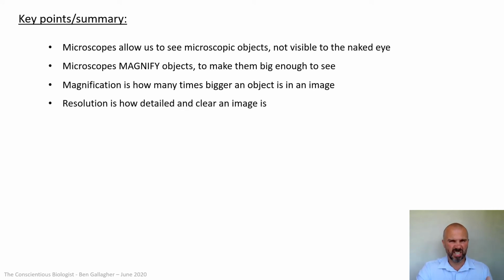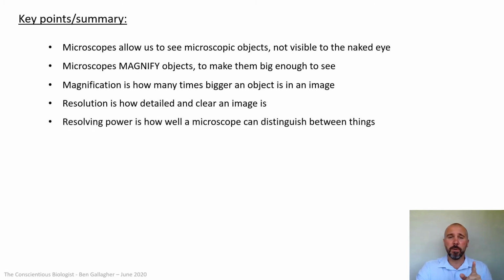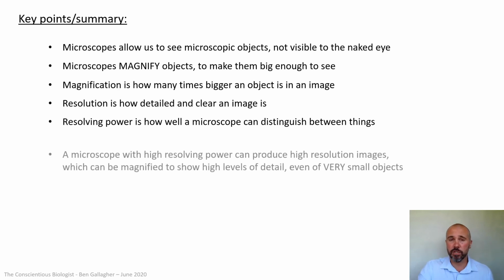But resolution's the key thing, because resolution is how detailed and clear an image is. And resolving power is how well a microscope can distinguish between things. That's the kind of official definition of resolution. It's the ability to distinguish between two objects. Okay, it's basically you're trying to resolve the gap in between two things. Do they look like one? Or if you look really, really closely, is there a tiny gap that you can resolve to tell that they're different things? It just means you can tell what small things are there. Okay, and there's no point magnifying something if the resolution isn't good.